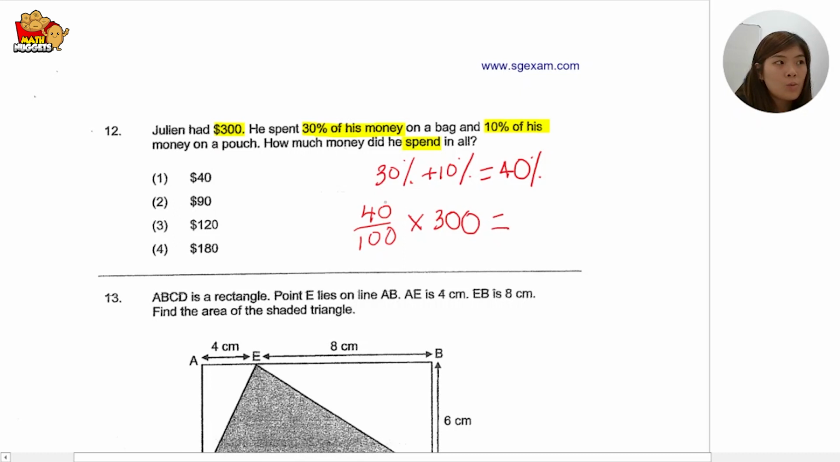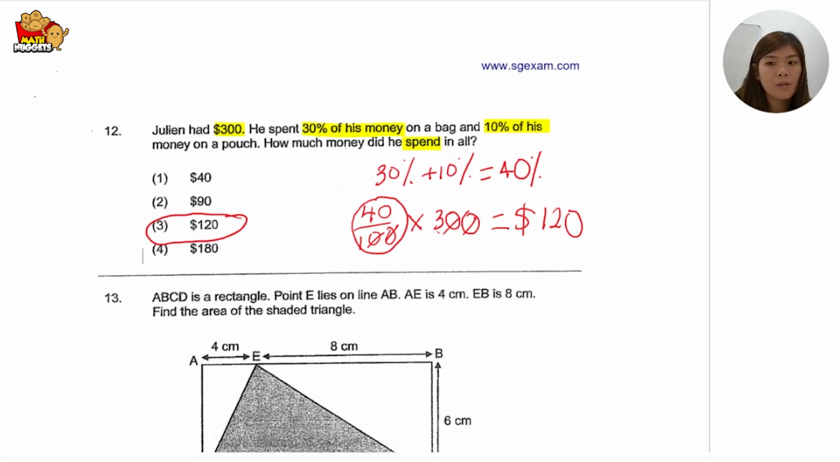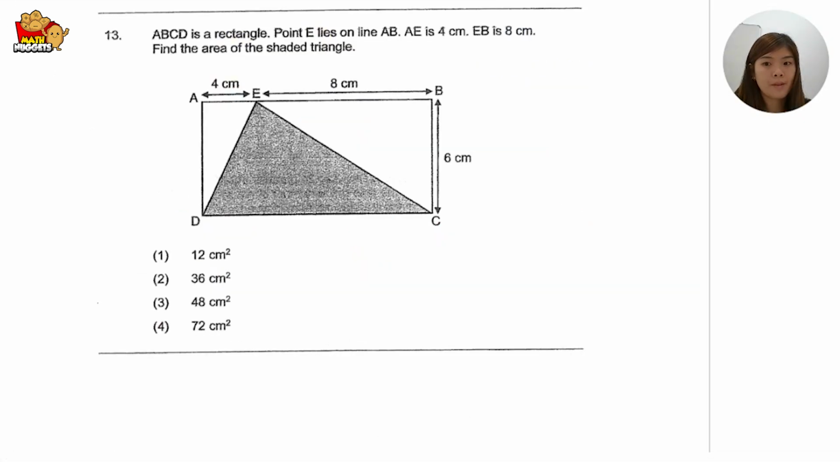To do this, first we always break this down into simplest form. So we divide by 100, and then we multiply. So 40 multiplied by 3 gives you 120. So how much money did he spend in all? He spent $120 in total. Okay, next, let's move on.